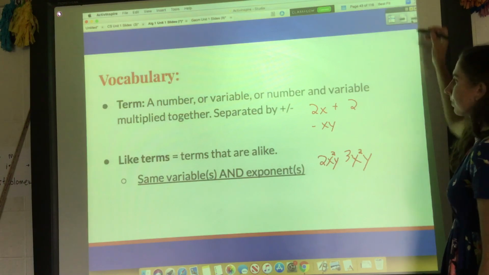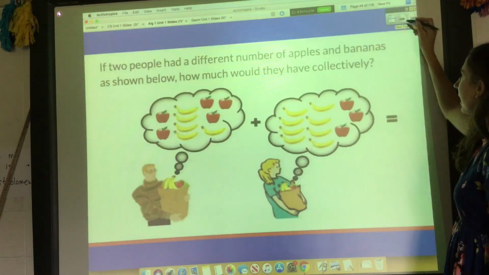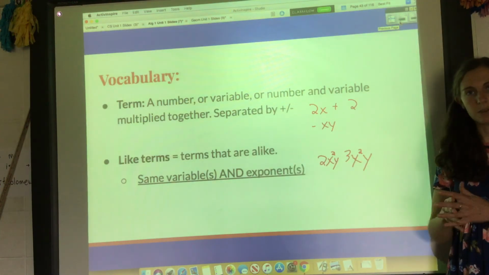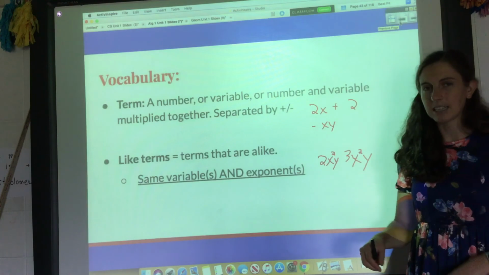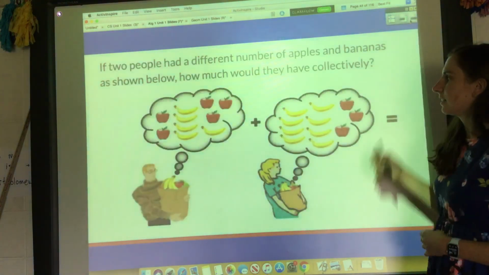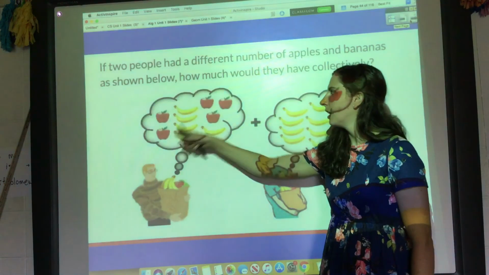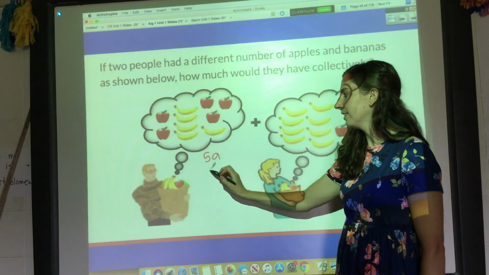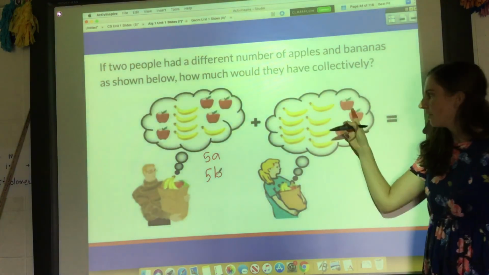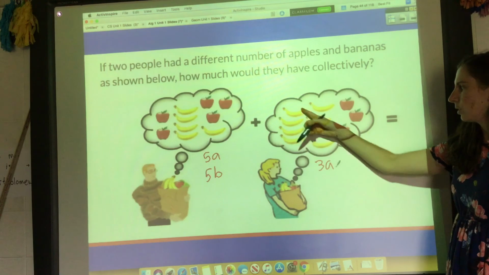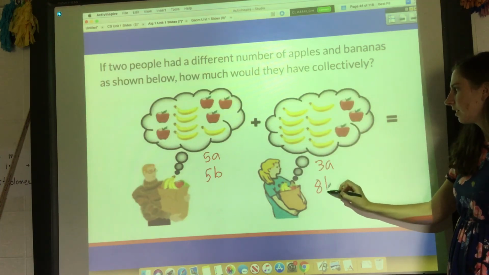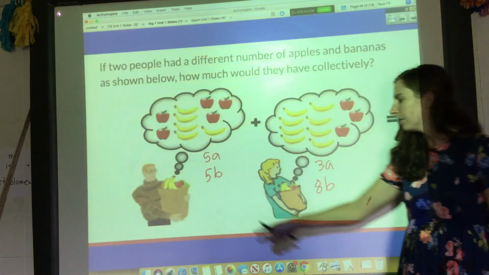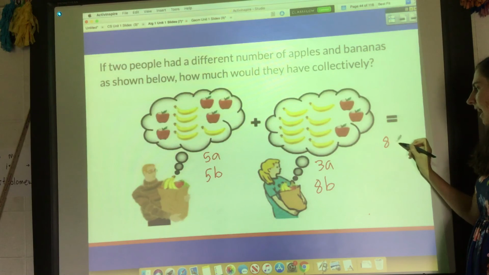So, you've probably heard the phrase combine like terms, which means that when you have like terms, you can combine them. I like to think of these as like apples and bananas. For example, if I have 5 apples and 5 bananas, and over here I have 3 apples and 8 bananas. How many apples do I have total? You just add up the 5 plus the 3, and that would be 8 apples.